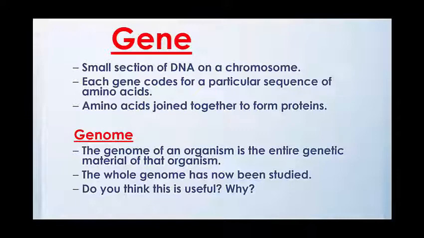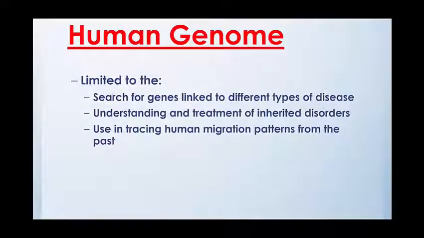Okay, so looking at genes, a gene is one of those sections of DNA on a chromosome, and each gene codes for a particular sequence of amino acids, and the amino acids join together to form proteins. Now, the entire genetic material of one organism is called its genome. We've studied the whole of the human genome now. Have a think about why we might have done that. Well, the reasons are to search for genes linked to different types of disease, to understand and treat inherited disorders, and we use it to trace human migration patterns in the past so we can see where our ancestors came from.